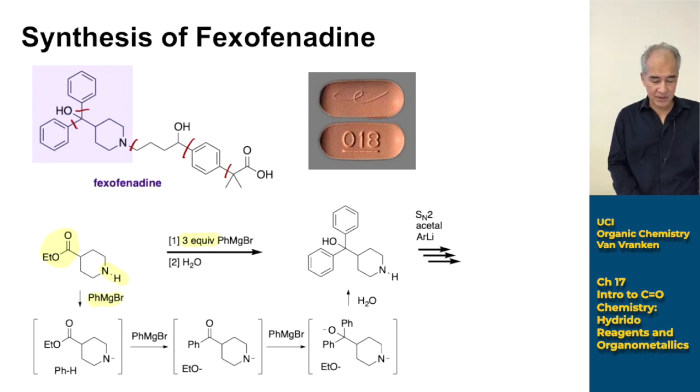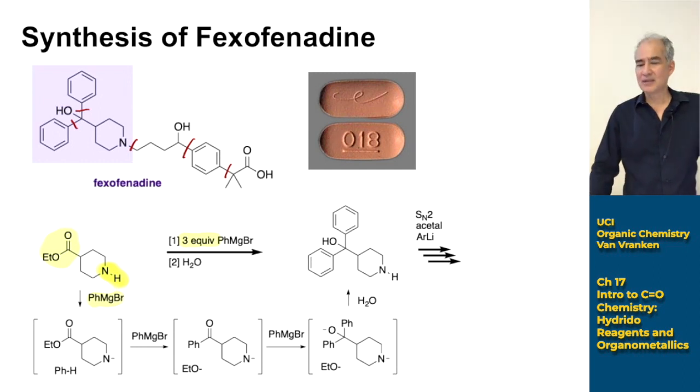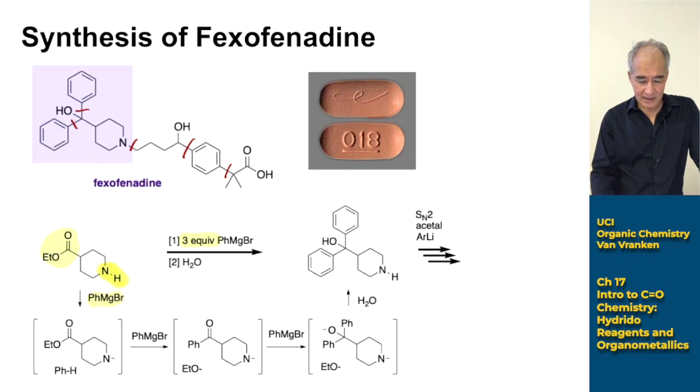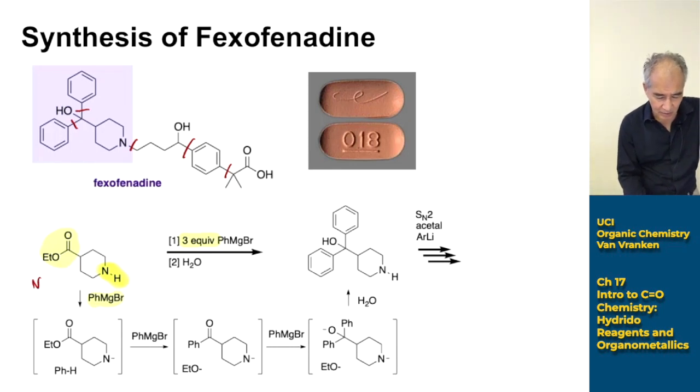One of those equivalents is deprotonating: the phenyl anion deprotonates the H and makes phenyl H, benzene, and that just evaporates at the end of the reaction. So once this is N-, it doesn't react. The other 2 equivalents of the Grignard reagent are adding in to this carbonyl group. The first equivalent of the Grignard reagent adds in, makes a CC bond.